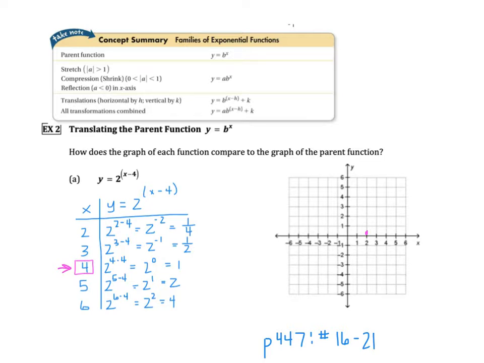When x is 3, y is going to be 1/2. So let's get that drawn in. When x is 4, y is going to be 1. When x is 5, y is going to be 2. And when x is 6, y is going to be 4. So you can see that what's happened here is that the whole graph has shifted to the right. And you can see, since we didn't have a vertical shift, your asymptote is still the line y equals 0, which is the x-axis.